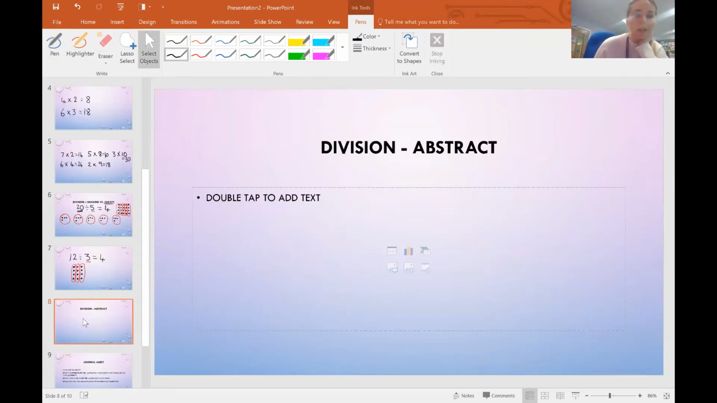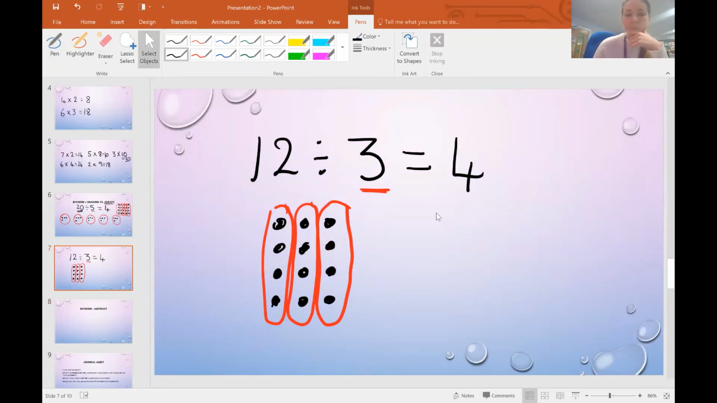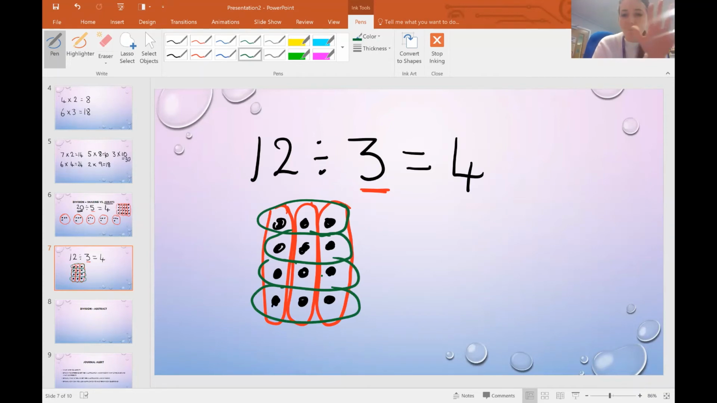So if I were going to do 12 divided by 3, I can count in 3s to see how many 3s there are in 12. All I'm doing is looking at it in a different way. Let's count up in 3s. 3, 6, 9, 12. There are 4 3s in 12, so the answer is 4.